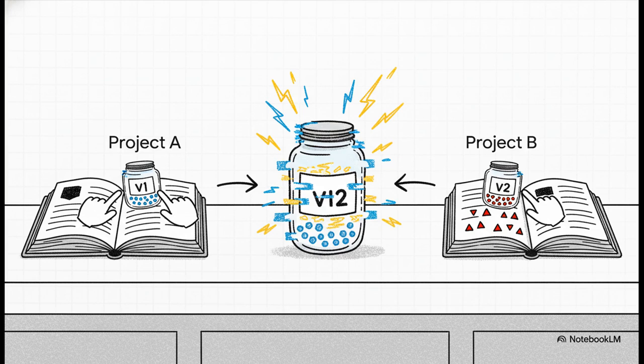So here's the problem in a nutshell. Picture this. Project A needs version 1 of a certain package. But oh no, Project B needs version 2 of that same package. If you install them both in that one big messy kitchen, what we call a global install, they're going to clash, and one or maybe even both of your projects will just break.